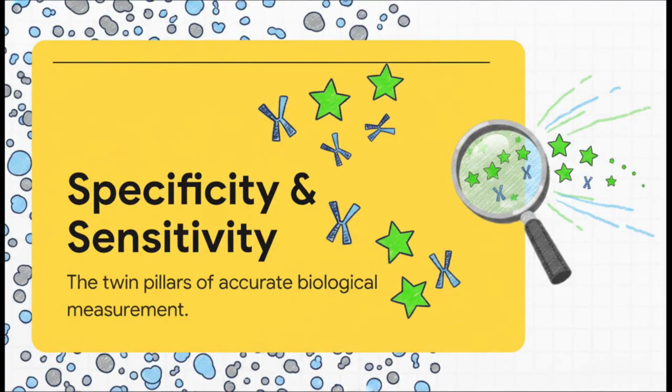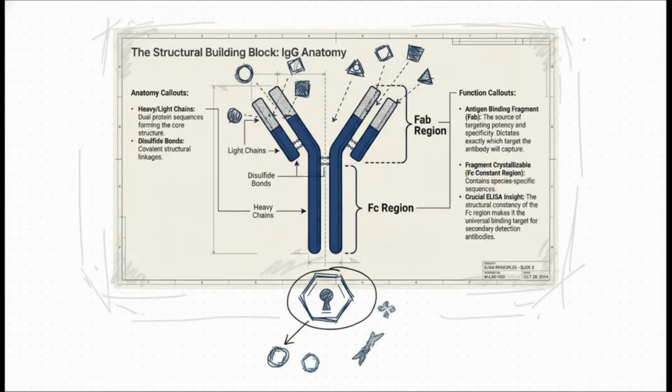Now, the success of this whole filtration process rests entirely on 2 massive pillars: specificity and sensitivity. Specificity is just the assay's ability to completely ignore the thousands of background molecules and bind exclusively to the target. Sensitivity, on the other hand, is its ability to actually detect that target even when it's present in vanishingly tiny amounts. Now, what's really fascinating about this slide is the actual physical structure of an immunoglobulin G, or IgG antibody, because that shape dictates those 2 pillars.